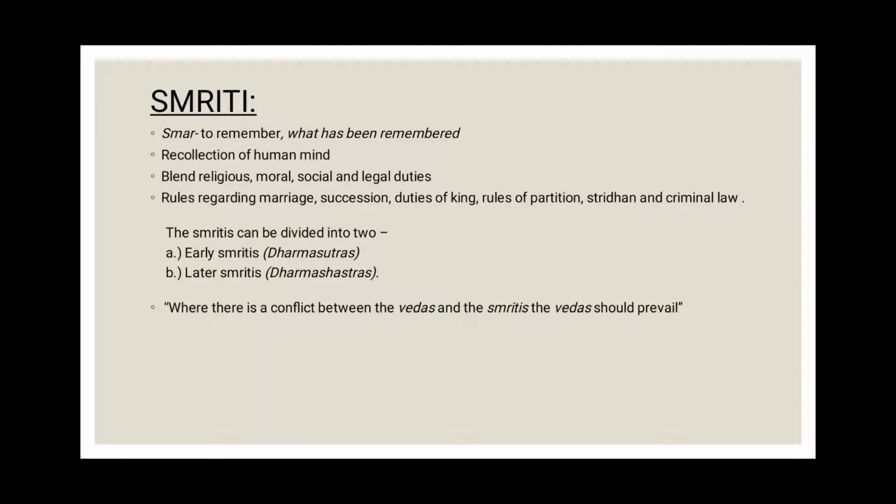These are blends of various religious, moral, social, and legal duties and obligations, and contain rules regarding marriage, succession, duties of the king, rules of partition, stridhan, etc. The Smritis can be divided into two categories. The first is early Smritis, also known as Dharma Sutras, and second, later Smritis, also known as Dharma Shastras. It is important to know here that Smriti always comes next in priority to the Vedas. Rishi Vyas observed, where there is a conflict between the Vedas and the Smritis, the Vedas should prevail.